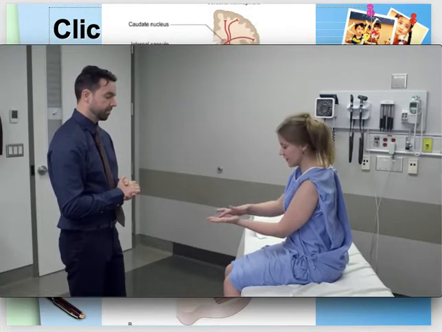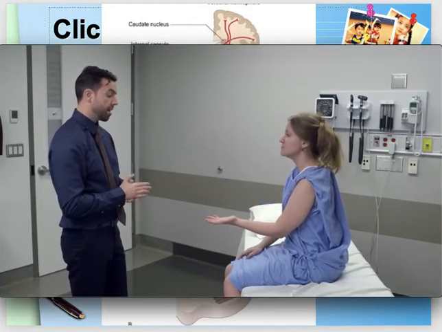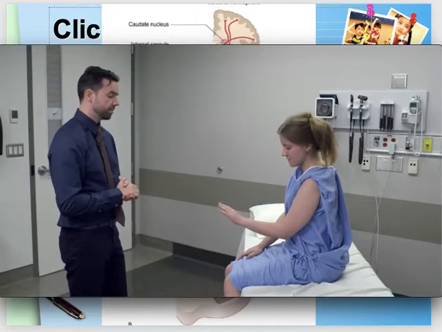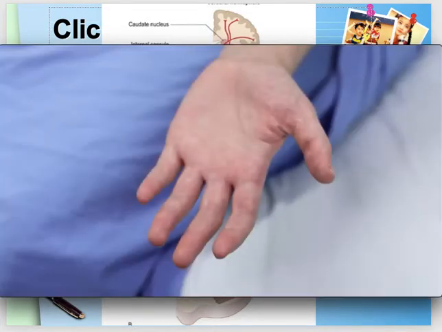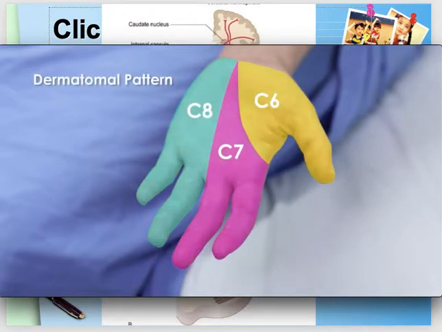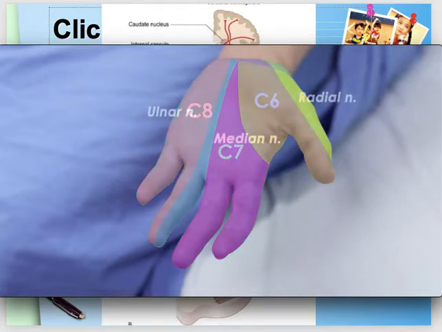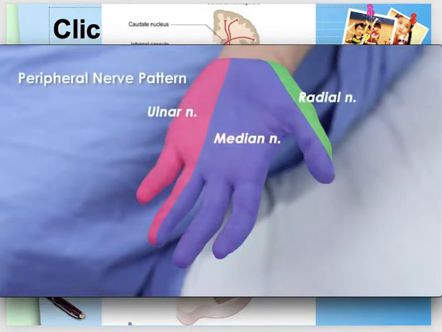Depending on the site of the lesion, sensory deficits can present in a variety of patterns. For example, a lesion at the spinal nerve level will present in a dermatomal pattern. In contrast, a lesion at the peripheral nerve level will present in a peripheral nerve pattern, either as a mononeuropathy, where one nerve is affected, or a polyneuropathy, where multiple nerves are affected.